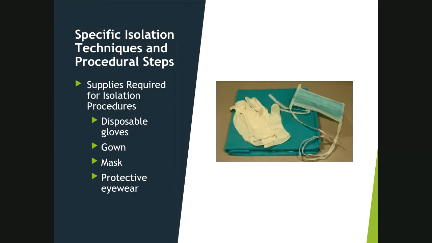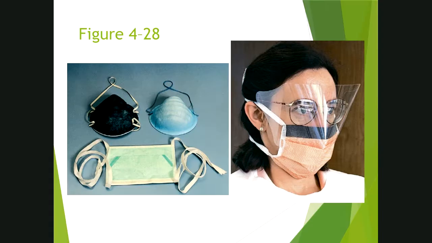So PPE isolation: we could use a disposable gown, gloves, mask, and protective eyewear. We could use a face shield. In some cases, they might ask you to wear protective booties as well over your shoes. And this is a mask that has a built-in face shield, if we think we're going to come into any fluid contact that could get into our eyes.